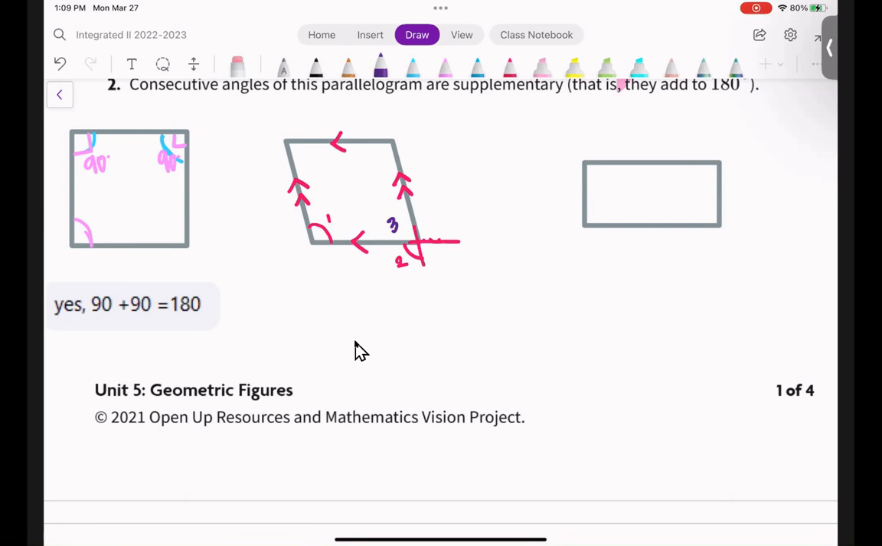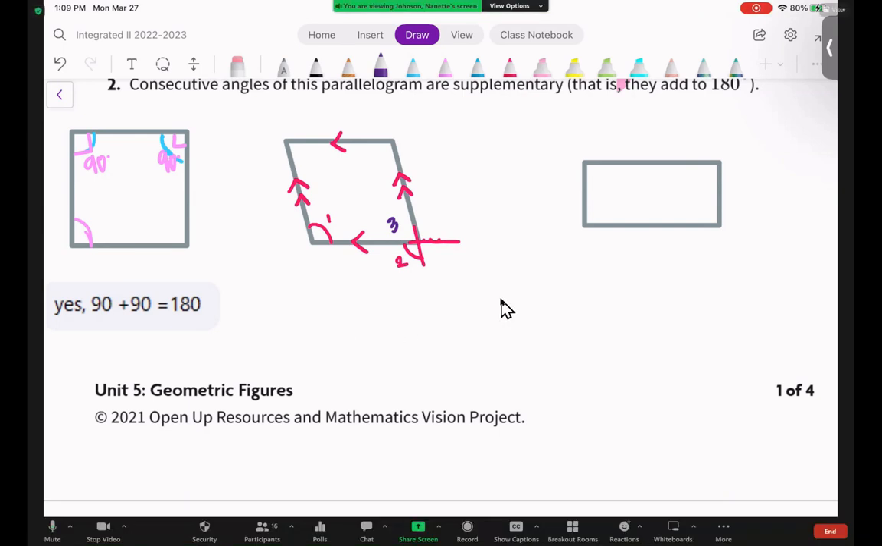Oh my gosh. I got to write this down. Hold on. Hold on, people. I got to write this down.